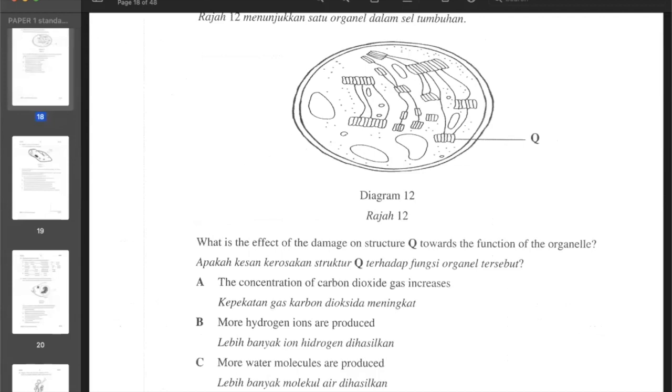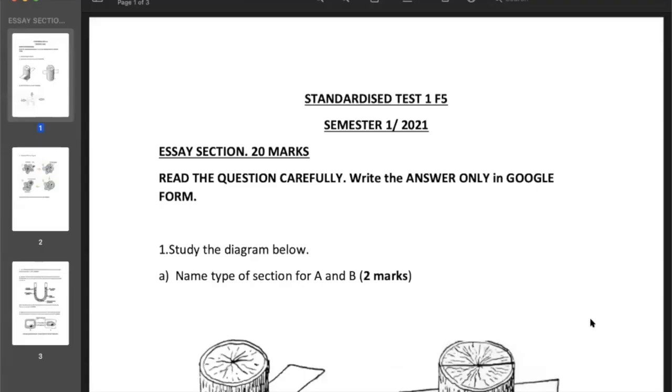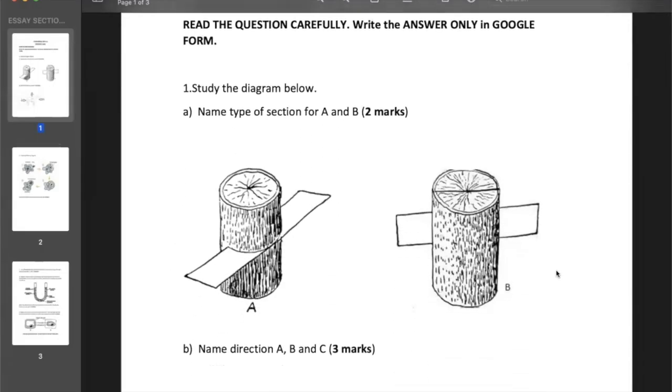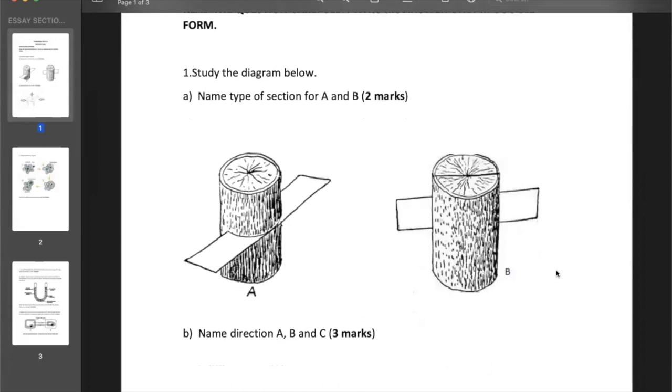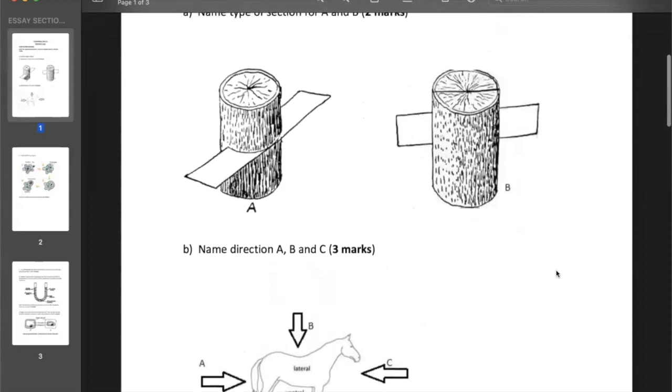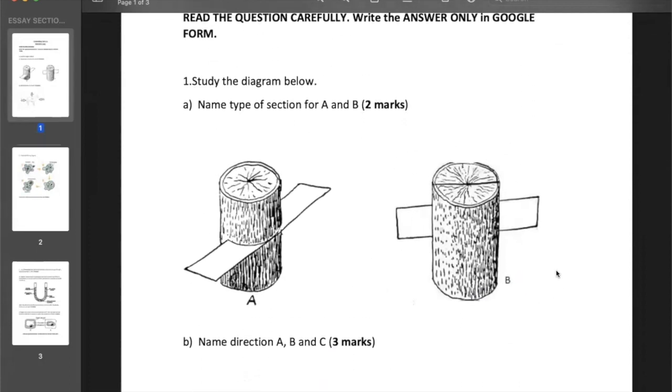Okay guys, so let's continue the discussion for essay question. Okay, so this is the question. Okay, name direction A, B and C. Mana ni? Okay, section A. Okay, B. Okay, A and B dah dulu ni kan? Okay, cikgu bagi jawapan. Okay, sekejap.